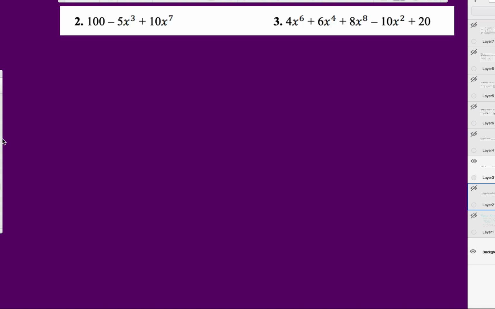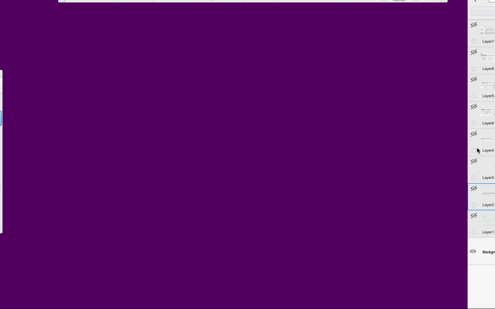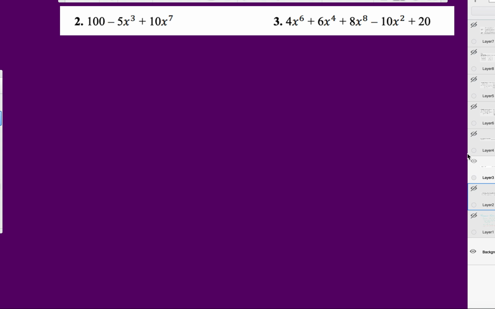I'm actually going to switch to Markertown because I don't like the way the pen looks. I want you guys to be able to see this, so we're going to look at this guy right here. This is the first one. Pretty simple, it has 3 terms. So we're going to find the exponent with the greatest magnitude. That's 10x to the 7th, so let's go ahead and write that.